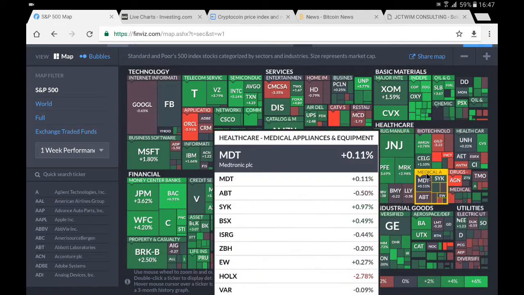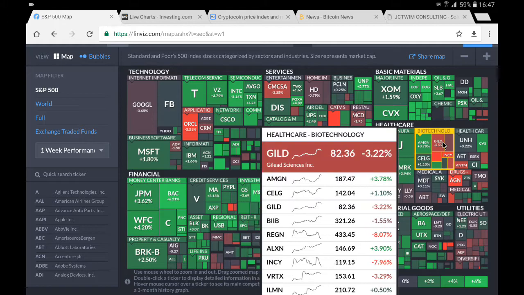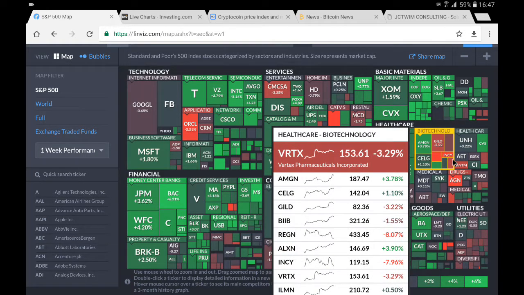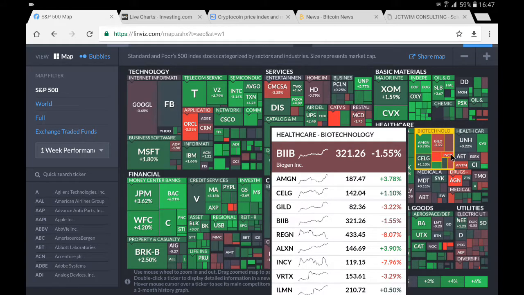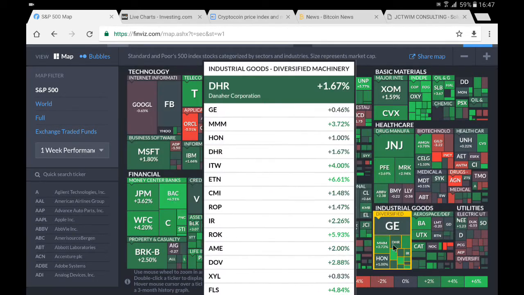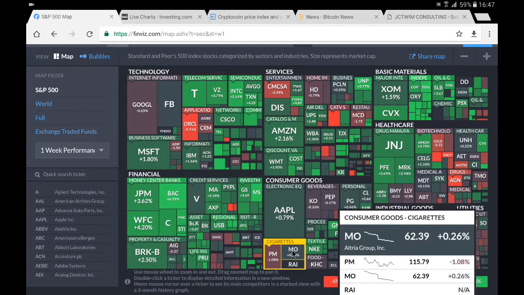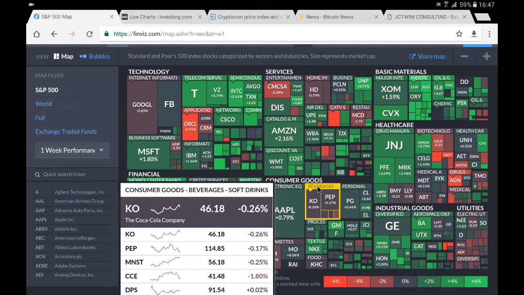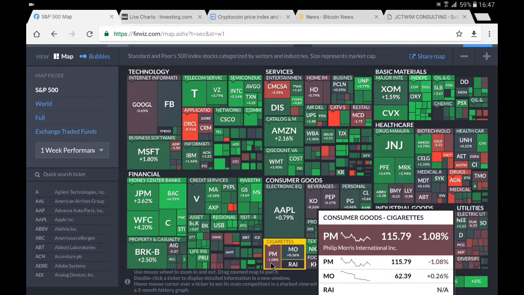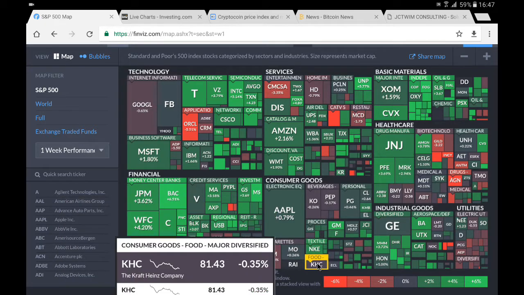Healthcare, that's a 50-50. A bad week here in the biotechnology industry. Bad week for Gilead Sciences. Bad week for Illumina. Bad week for Incyte Corporation. For Vertex Pharmaceuticals and Biogen. And next, utilities. Bad week for utilities. Industrial goods. Great week. Everything in green. Consumer goods. Great week except for Coca-Cola for the beverage industry and soft drinks. Bad week for Coca-Cola, Pepsi. Here in the cigarettes industry, bad week for Philip Morris, and also in the foods, bad week for the Kraft Heinz company.